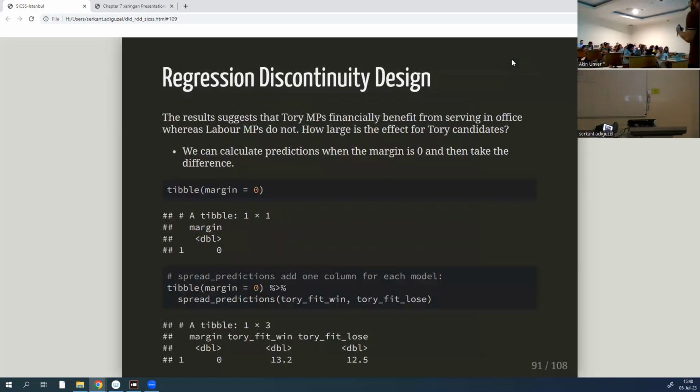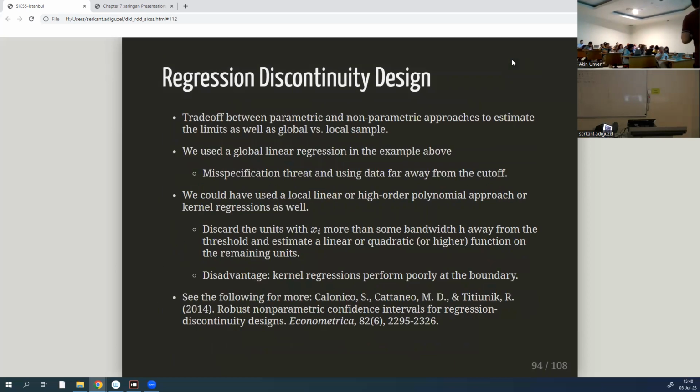I'm not going to go into details, but there is this trade-off right here. In terms of what you did, here we fitted a linear line, but there's nothing that stops you from using more flexible parametric approaches. You can also fit a more flexible line. But there are trade-offs in what you did.